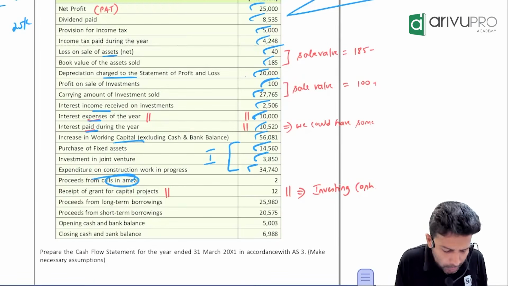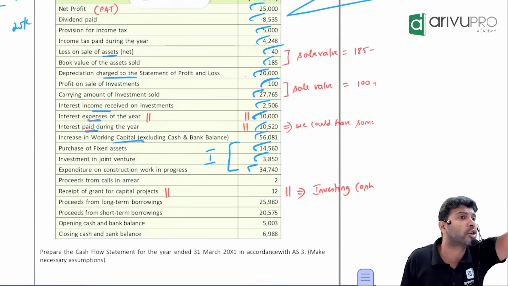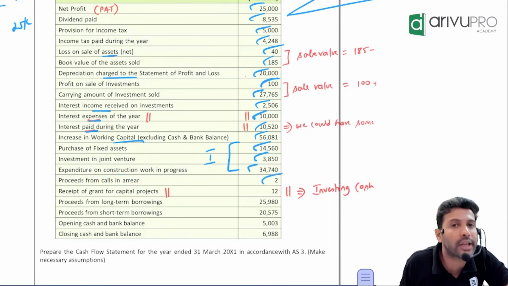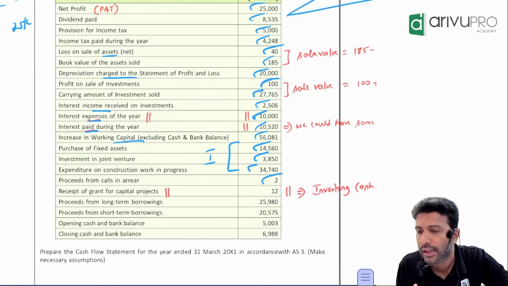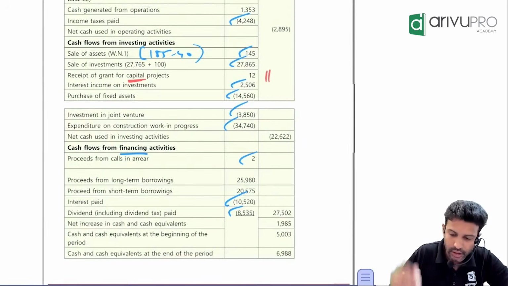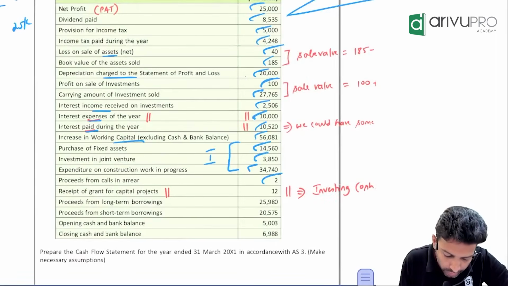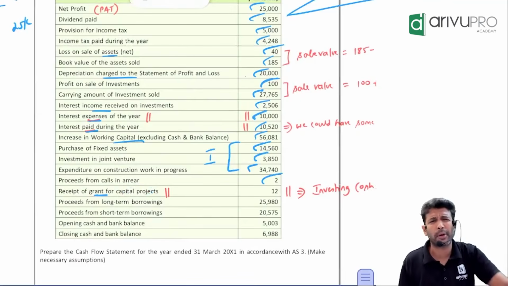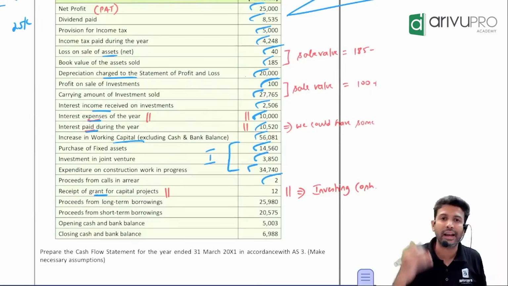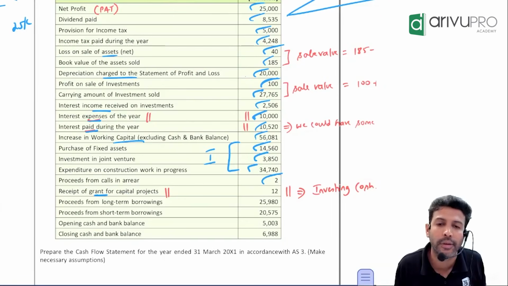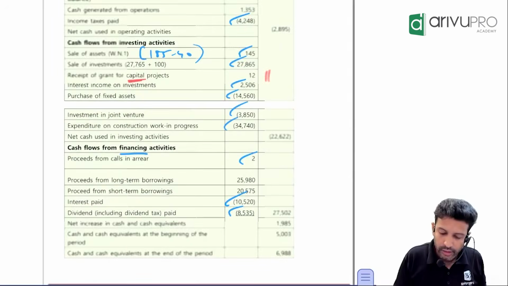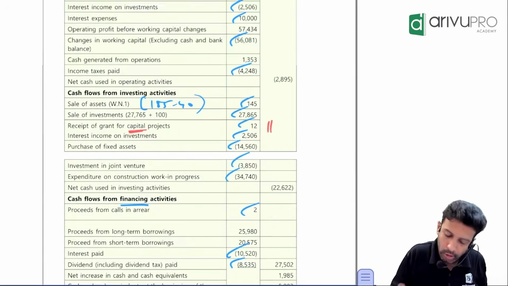Next, proceeds from calls in arrears. Calls in arrears is related to shares. Issue of shares, what activity? Financing activity. So money received on calls in arrears is also financing activity. Under financing activity, positive. Next, grant for capital project. Capital project means your PPE and all. If PPE is investing activity, the grant that you have received from the government is also investing activity. Where will it come? Investing activity as positive.